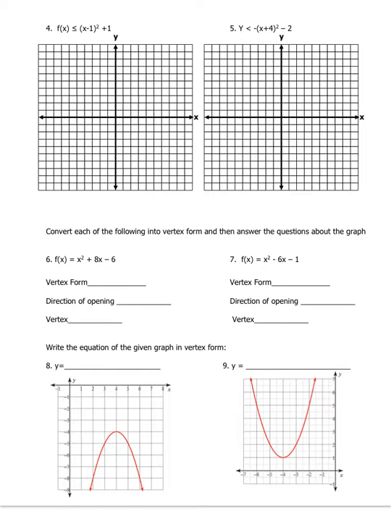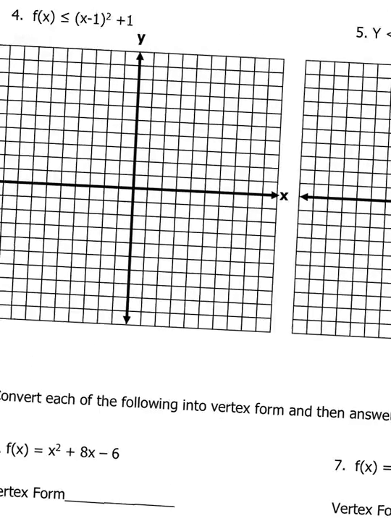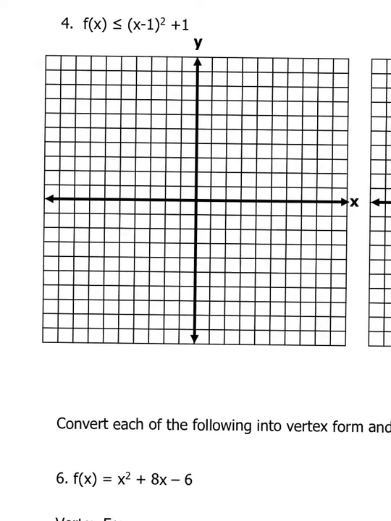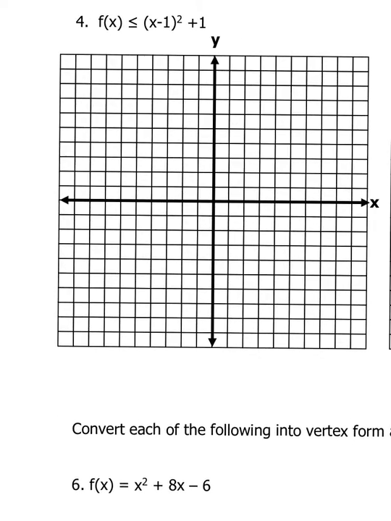On the back side, number 4 and 5 are the same type of problem, but now we're just adding an inequality. So we're going to do some shading on these questions. Okay, let's take a look at number 4. I can tell right now that my vertex is going to be 1, 1. So I can graph that point right here.